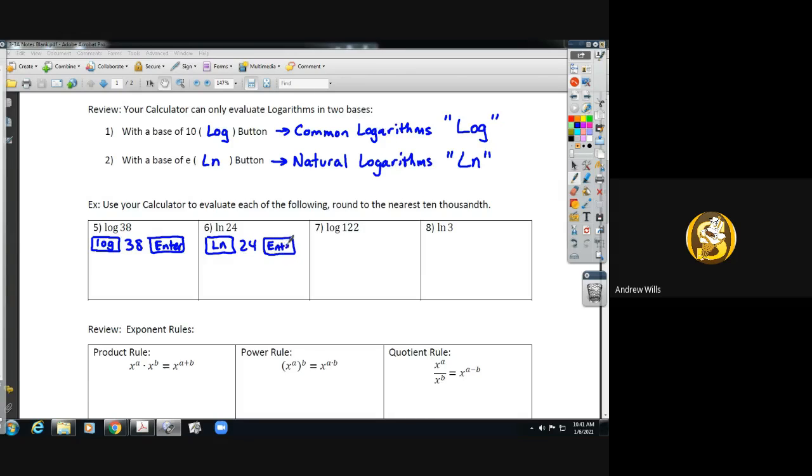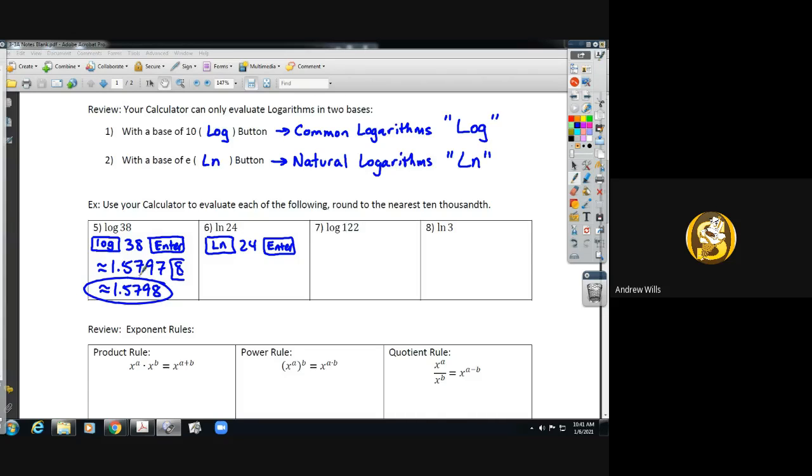Okay, so I'm writing out the keystrokes here. Simply put, you're going to type that in. That's all you really got to do. Log 38, enter. And that is 1.5797. And then that fifth digit that we used to round is an 8. So we should have 1.5798 for our answer on number 5.